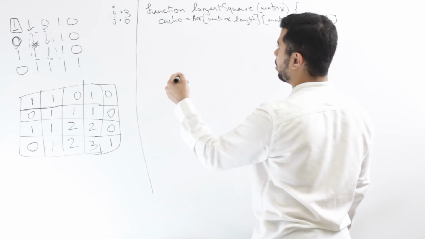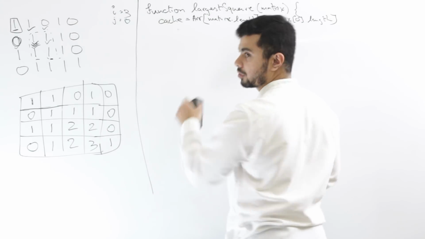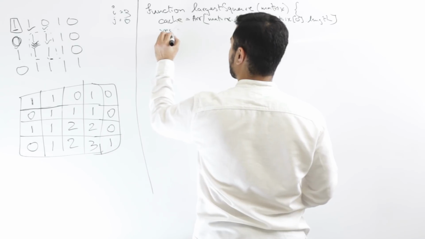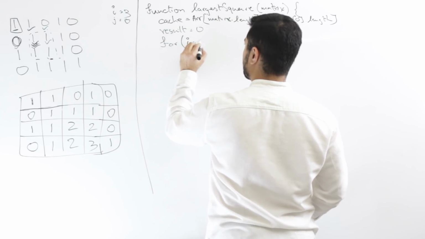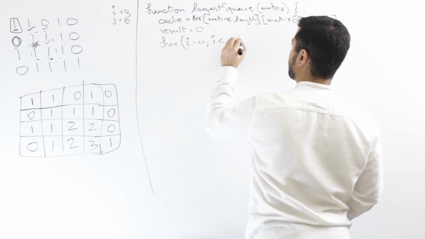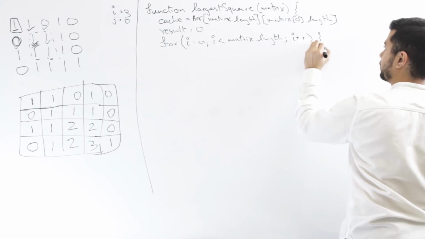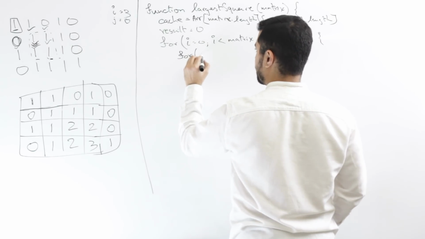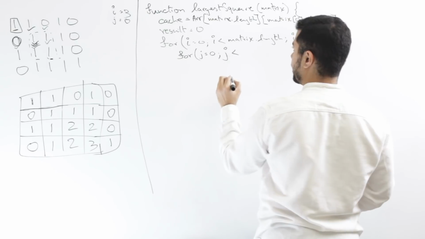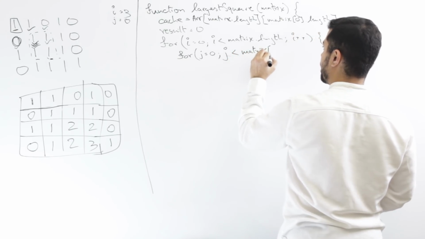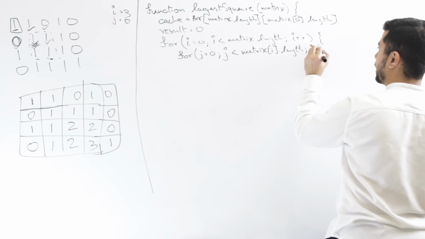So let's say we are now also initializing max, or let's just call it result, because it's going to be a result that we return at the end. Result equals 0 initially. And then I go into a for loop. I equals 0, I is less than, say, matrix dot length, and I plus plus. And then I have an inner for loop, j equals 0, j is less than matrix I dot length, and j plus plus.